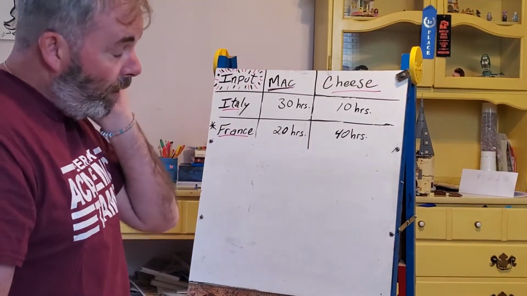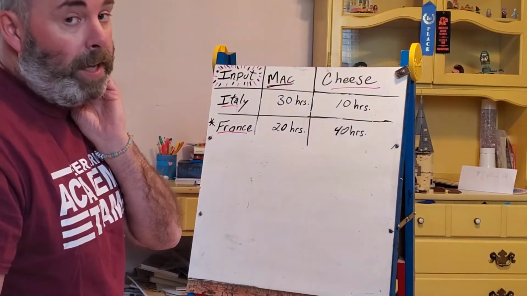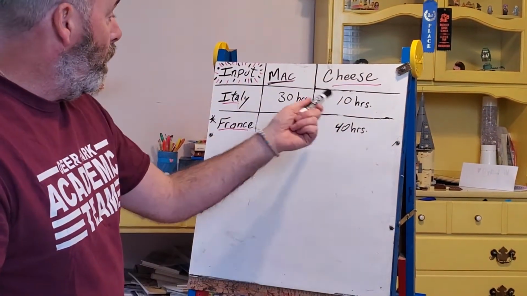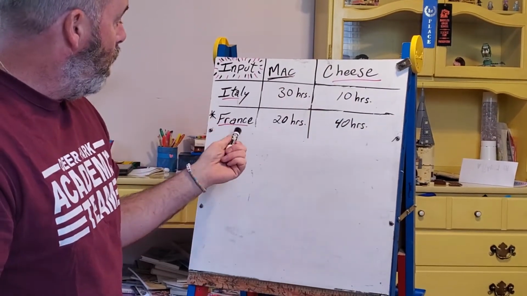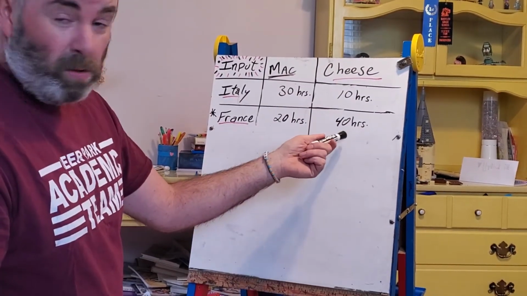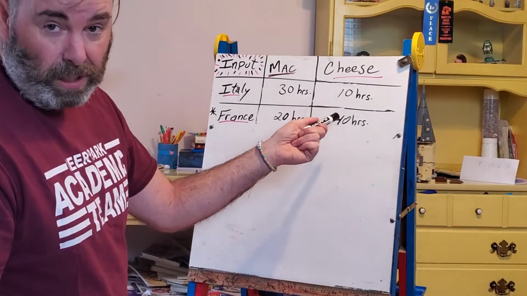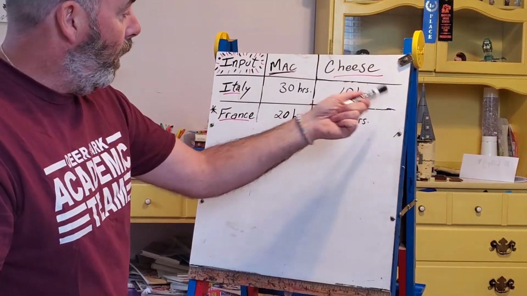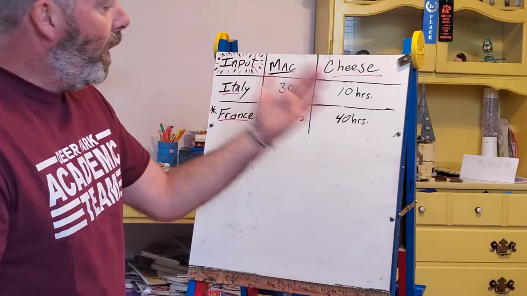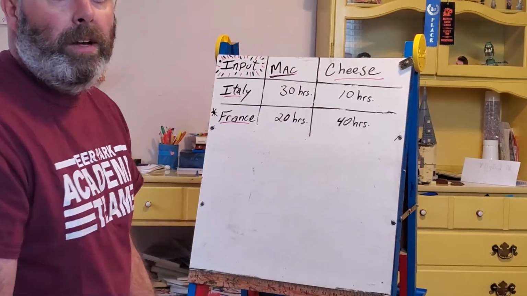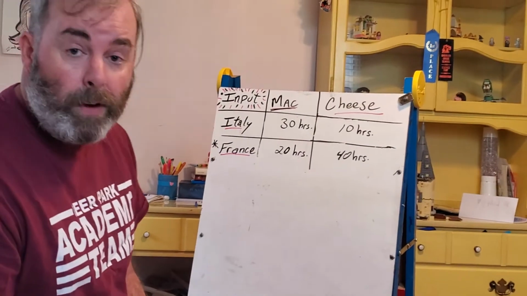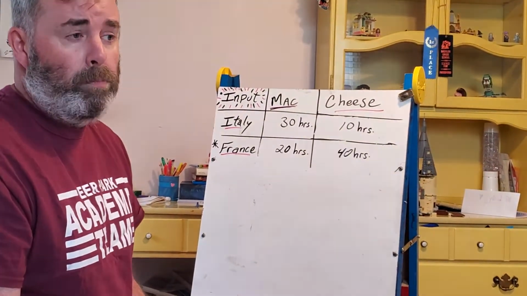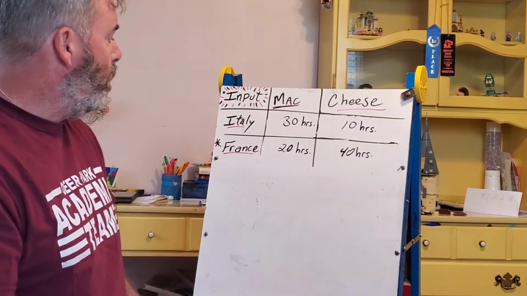So obviously France is better at producing macaroni because it takes them less time to produce it. So France would have the absolute advantage. Over here with cheese, it takes Italy 10 hours to produce a block of cheese, where it takes France 4 times longer, 40 hours to produce a block of cheese. So obviously Italy's better at producing cheese given these numbers, and they would have the absolute advantage. But let's figure out who has the comparative advantage. And it's very similar to output problems with one little difference.